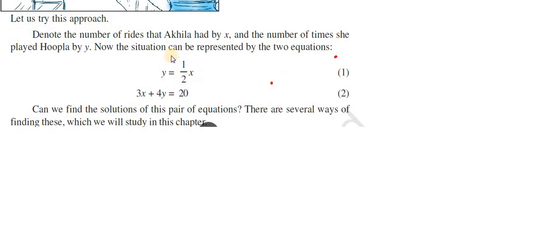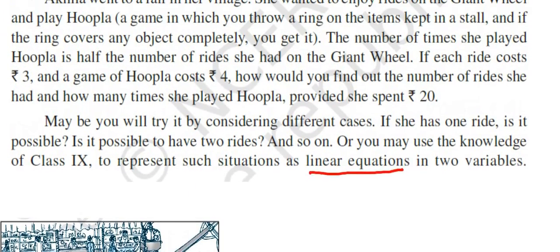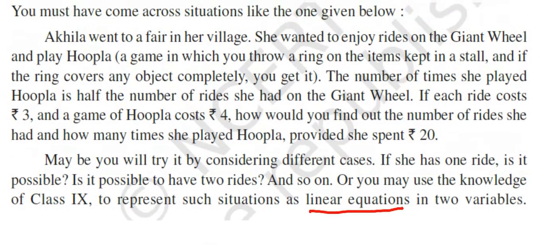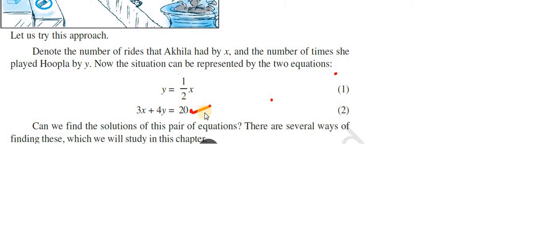How many games can she play? For that you can write this in statement form, that is, mathematical form, like this. And one more statement they gave at the beginning. What is it? At the beginning they gave one statement, that Akila went to the fair and wanted to enjoy rides on the giant wheel. The number of times she played Hoopla is half the number of rides she had on the giant wheel. So Hoopla, the ring game, is half of the giant wheel.